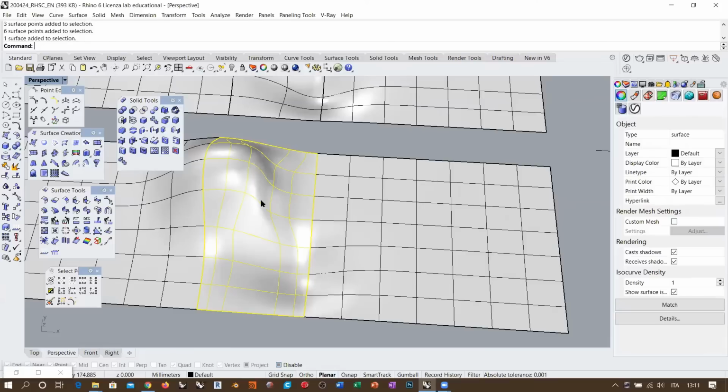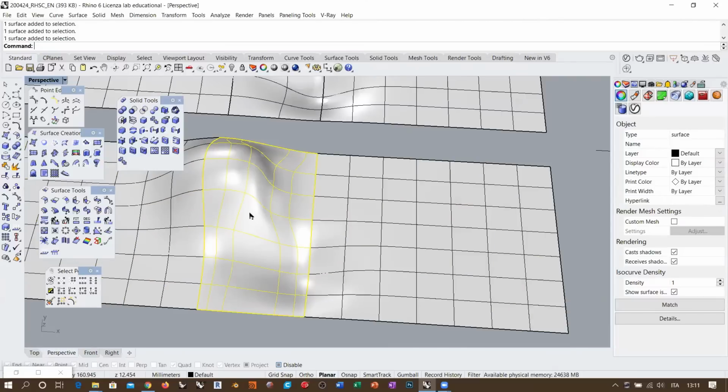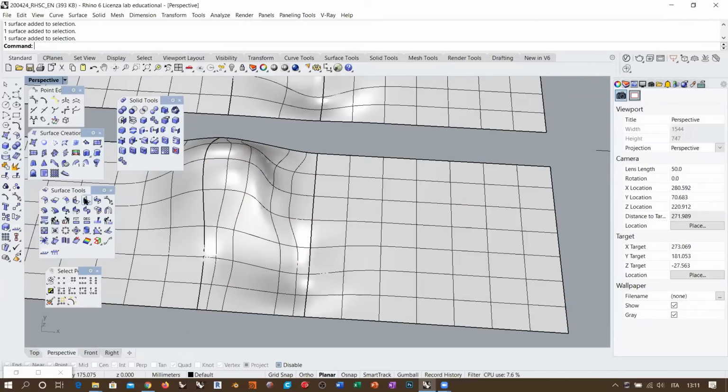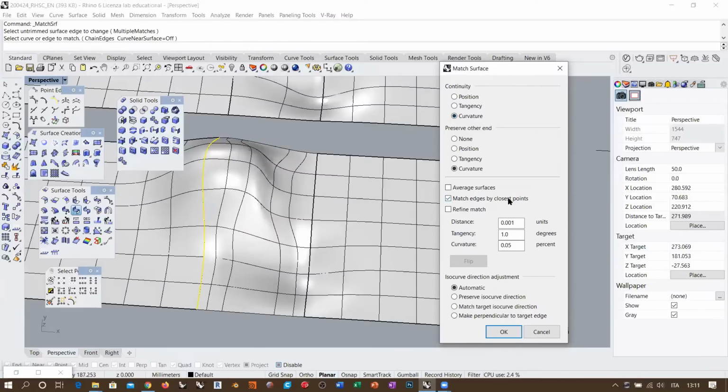In general, I can do this because the original surface tangency was already smooth enough with the edges and surfaces, okay? So in this case, I'm going to match this inner edge with this one. Why do I get this weird result? Oh, yeah, match edges by closest point.